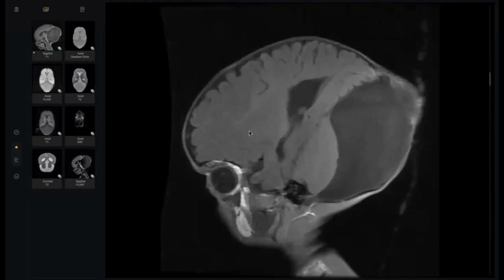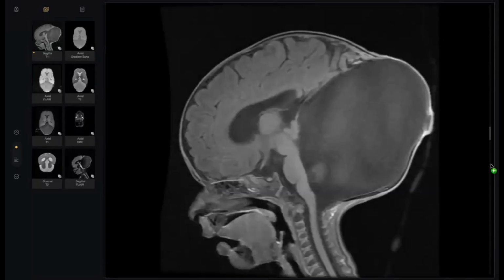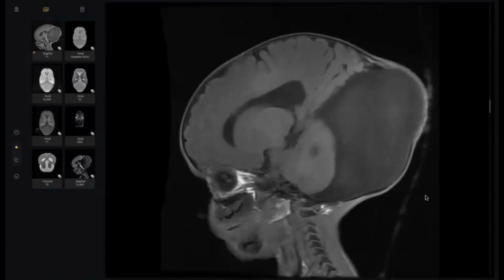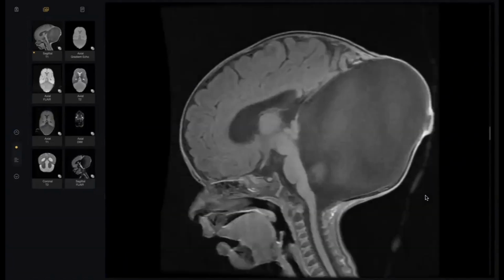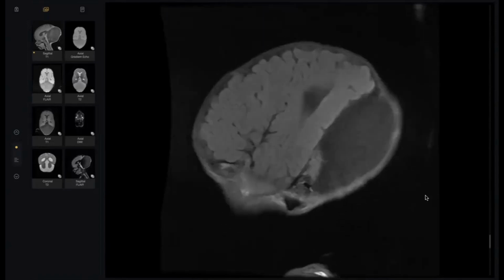Okay, these are sagittal T1 weighted images of the brain of a child. Can you scroll? Okay, sir. Sir, I think I'm finding difficulty in scrolling. One second. Use the arrow. Yes. Okay.